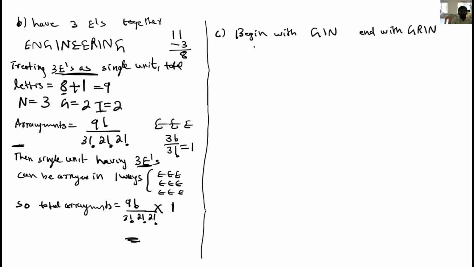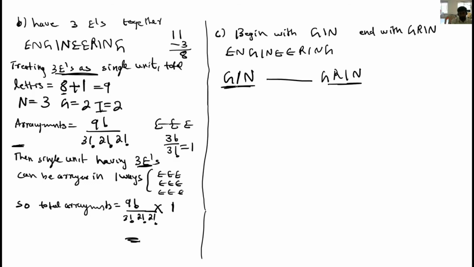Okay, next is begin with GIN and end with GRIN. Given letters are ENGINEERING. What you have to do? Begin with GIN means you need to fix GIN in the extreme left position. Then end with GRIN. Okay, here 3 letters, here 4 letters are fixed. We can't change the position of these 7 letters.